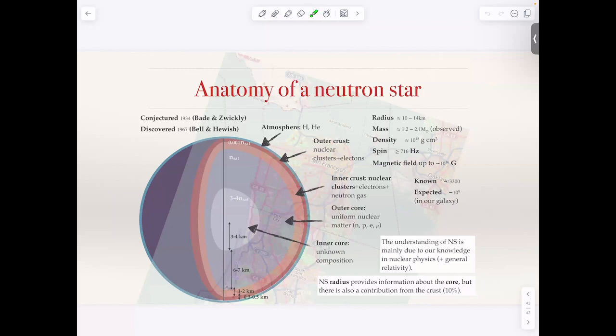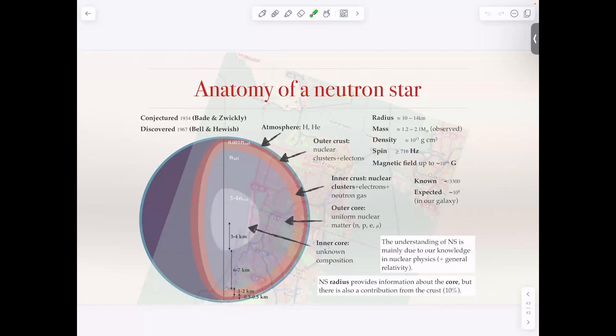About neutron stars, they are somehow spherical objects, and they have a structure that can be decomposed into different regions. You have the crust of a neutron star and you have the core. The crust is about 10% in radius of the whole system and about 1% in mass of the whole system. So it accounts for a small fraction of the whole system.